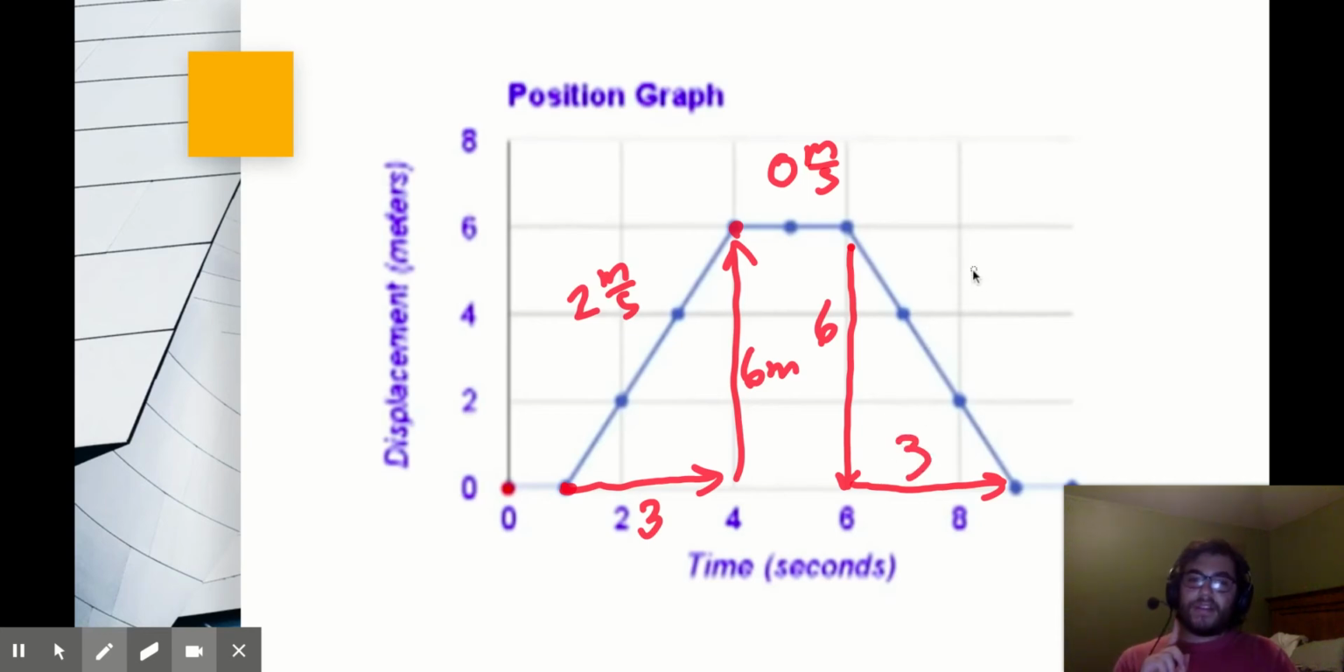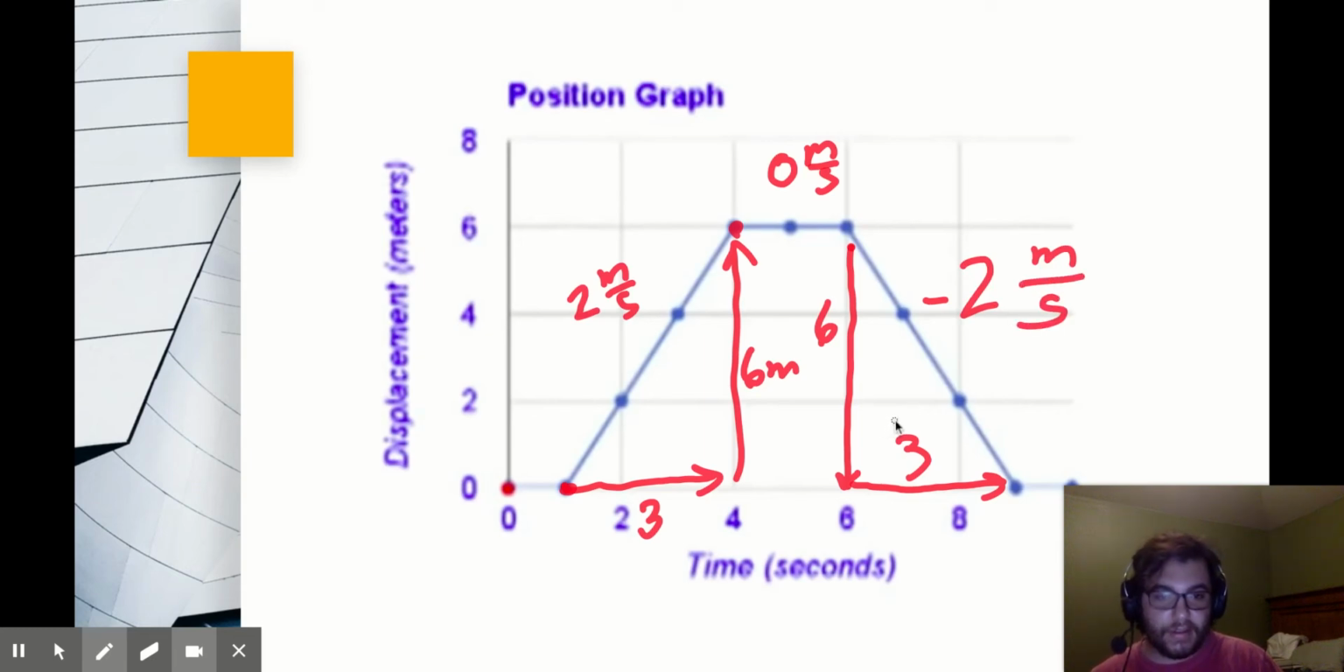But, slight trick to this problem. Am I going in a positive direction anymore? Am I walking away from this starting position, or am I walking back towards it? Oh my God, I think I heard that again. Someone in the front this time, thank you. It is negative 2 meters per second. Because 6 divided by 3 is still 2, but since I'm going down, the rise isn't in a positive, it's actually in a negative.